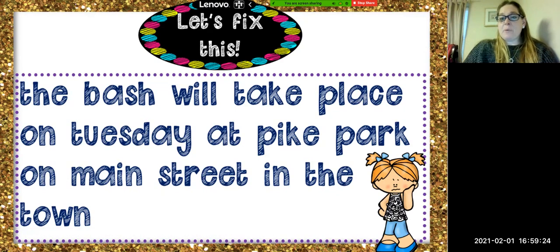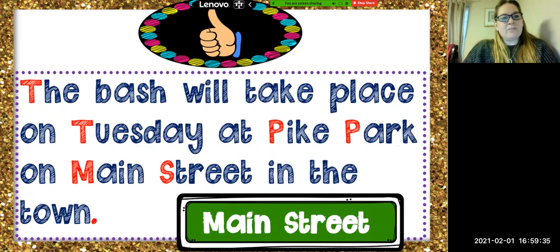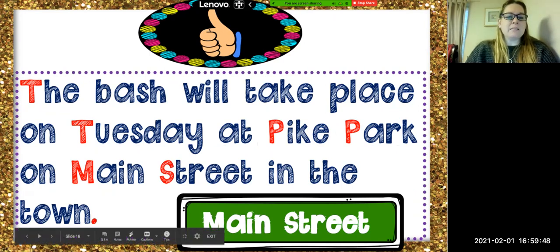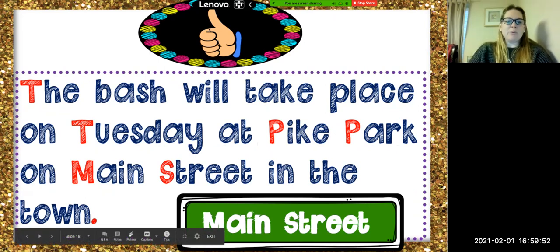I see the name of a park, Pike Park, so that needs to be capitalized. I see the name of a specific street, Main Street, so that needs to be capitalized. So here we go. We capitalized the first letter of the sentence. We capitalized Tuesday because it's a proper noun. We capitalized Pike Park, both words of that name because it's a proper noun. We capitalized Main Street because it is a proper noun, and we added punctuation to the end of the sentence.